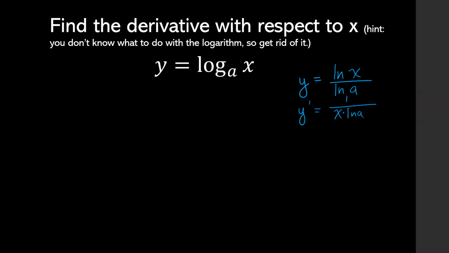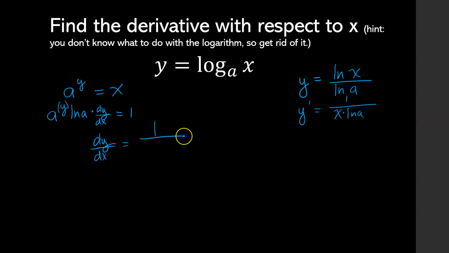I think that was the easy way to go. Let's see what the other way looks like. The other way means we're going to rewrite a to the power y is equal to x. And the derivative of a to the power y is a to the power y natural log of the base a. The exponent is y, so we need the chain rule, multiply by the derivative of y. The derivative of x is 1. Rearrange: dy dx is equal to 1 over a to the y, natural log of a, and we don't like that a to the y, so we'll replace a to the y with x.